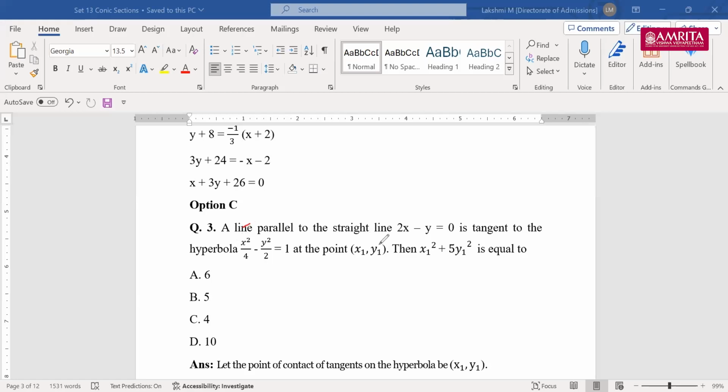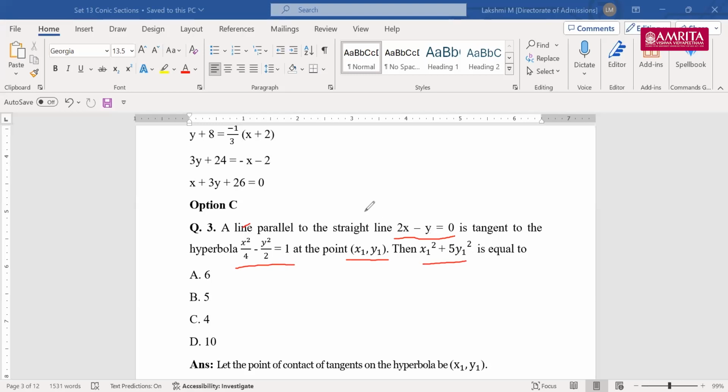A line parallel to the straight line 2x minus y equal to 0 is tangent to the hyperbola x square by 4 minus y square by 2 equal to 1, at the point x1, y1. They want us to find out x1 square plus 5y1 square. You need to find out x1 and y1, and then you can solve for x1 square plus 5y1 square.